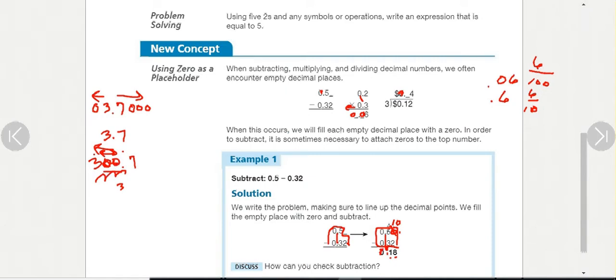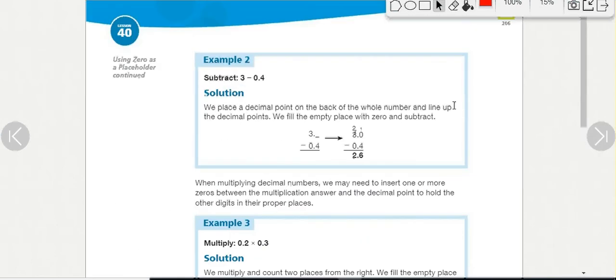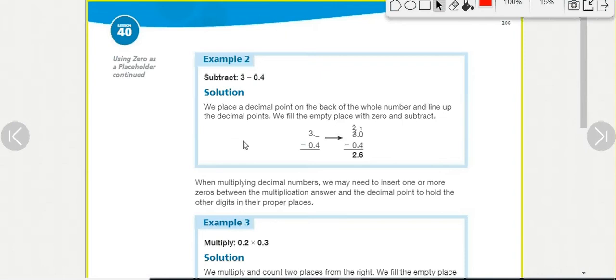Can you check subtraction? Yes, of course you can. Follow the rules that we once learned that way. But I'd like to move on. Page 206. Subtracting 4/10 from 3. We place a decimal point on the back of the whole number. 3 dot. Line up our dots, our decimals. Fill in any empty spaces with 0. We subtract. Now when multiplying, we may need to insert one or more zeros between the multiplication answer and the decimal point to hold the other digits in the places that they belong. Let me show you.